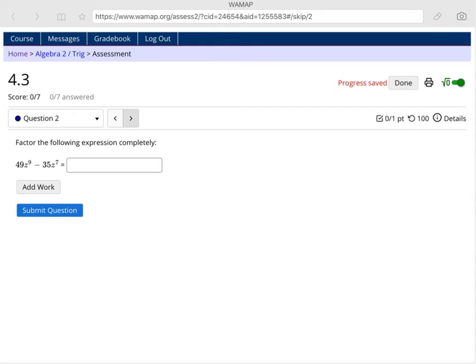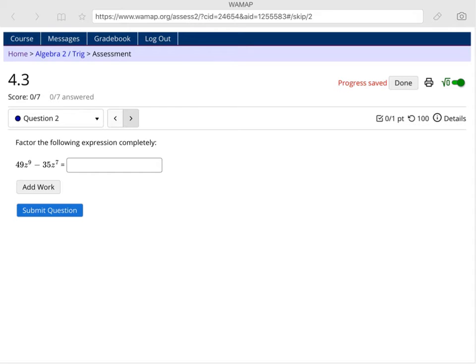Now, if I do z to the 9th and I take out z to the 7th, I am left with 2 z's. And so I'm going to be left with z squared there. And then it's minus 5. And then remember that I took out 7 z's. That means I've taken out all 7 of those. So there's no z left in that last term inside the parentheses, which means then that this is my final answer. And so I'm going to type that into the box right there exactly as I see it. And then I'm going to click the Submit Question button.